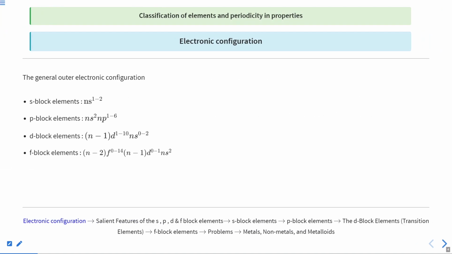Now, if I talk about the general electronic configuration, in S block we have ns1 to 2. This is the general valence electronic configuration. For P block elements, it is ns2 np1 to 6. For D block elements, it is (n-1)d1 to 10 ns0 to 2. For F block elements, it is (n-2)f0 to 14, (n-1)d0 to 10, and ns2. So these are all the general electronic configurations. Here it will be 0 to 10, it will not be 0 to 1, it will be 0 to 10.